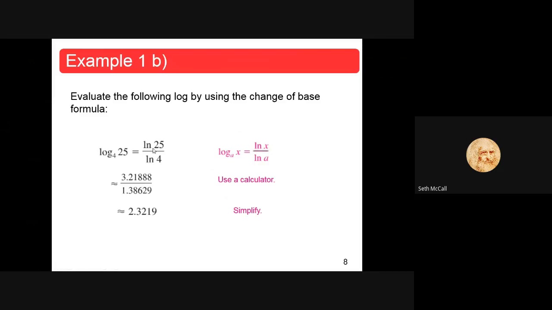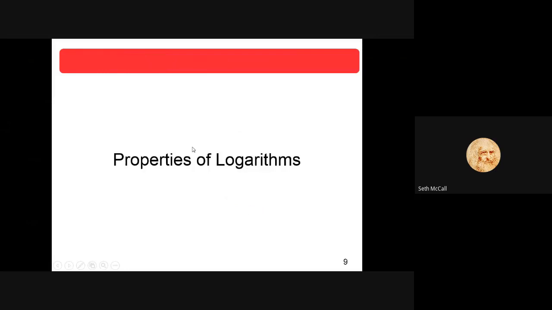Now, in example 1a, the reason why we changed it to base 10 is because we have a base 10 button on our calculator. Same with 1b. We have a natural log button on our calculator. So those are the two bases that it is easiest to change it into.